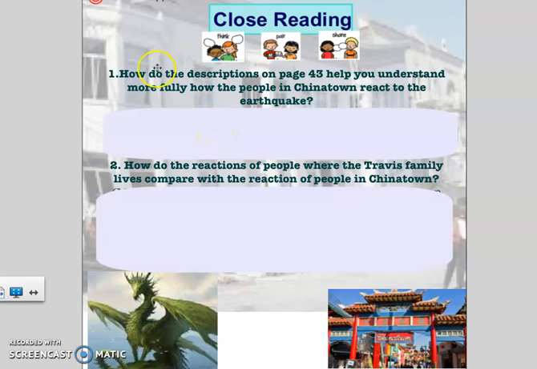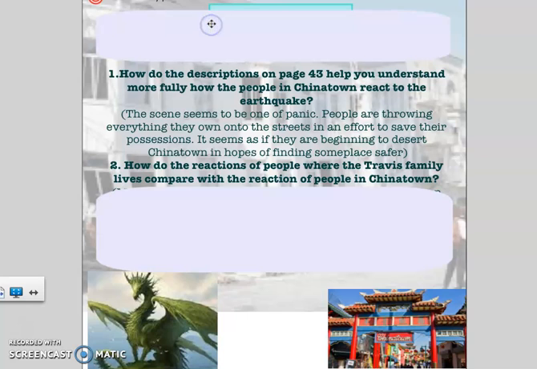Let's look at our answers. Our first question, how do the descriptions on page 43 help you understand more fully how the people in Chinatown react to the earthquake? Well, it says, the scene helps to be one of panic. People are throwing everything they own onto the streets in an effort to save their possessions. It seems as if they're beginning to desert Chinatown in hopes of finding someplace safer. The word possessions means things that they might own. So we're seeing people throwing all of their things out into the streets.